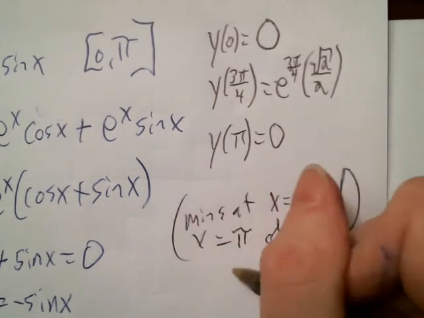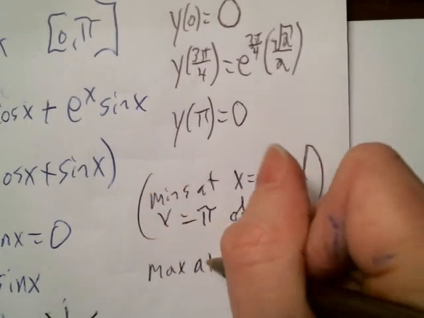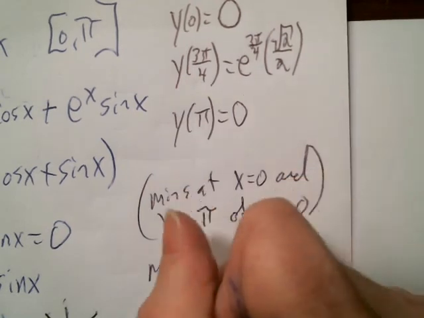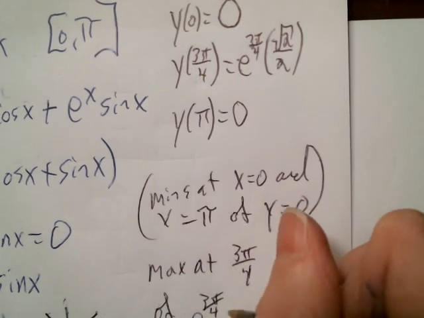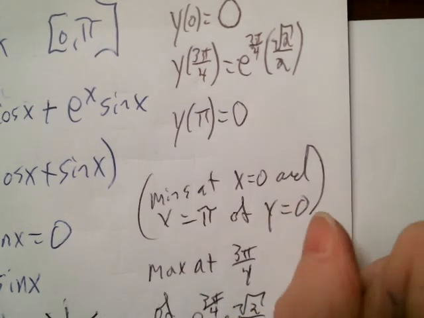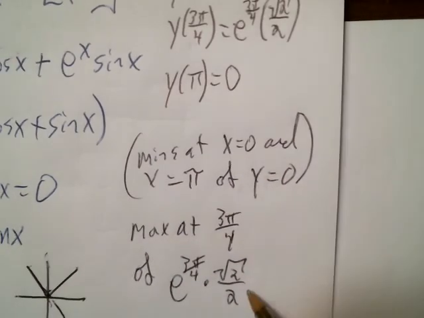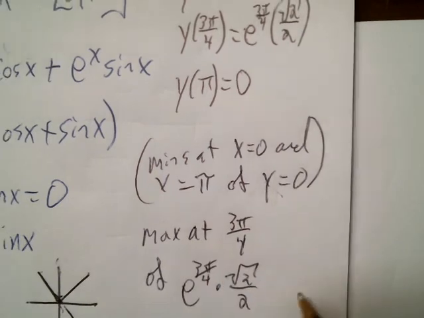And I'm not even going to evaluate what that number is. So a max at 3 pi over 4 of e to the 3 pi over 4 times root 2 over 2. Okay, it's a positive number, so it's not 0, it's not negative, so it must be greater than 0, so it has to be the max.